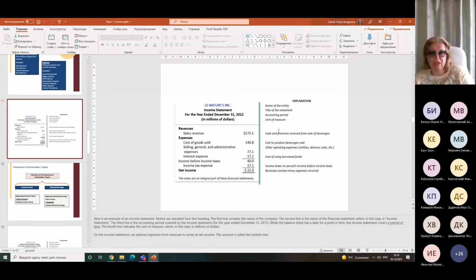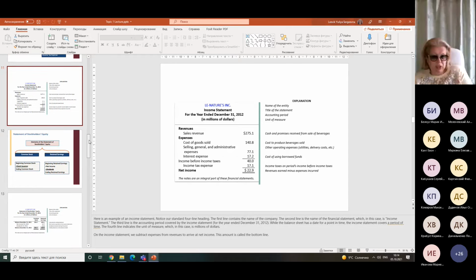The income statement can be prepared as a single step or multiple step. Normally we use the multiple step approach. We take sales revenue and subtract cost of goods sold, and then we calculate gross profit. After that we subtract selling, general, administrative expenses, and we calculate operating income. Then we subtract or add interest income or expense, and we get income before income taxes, then income tax expense, and finally net income.